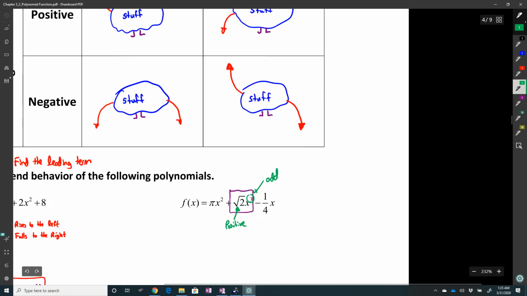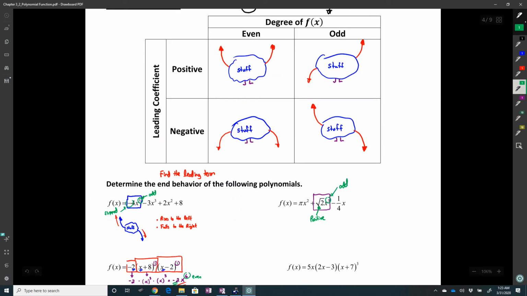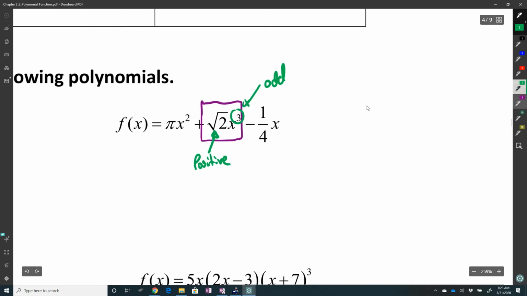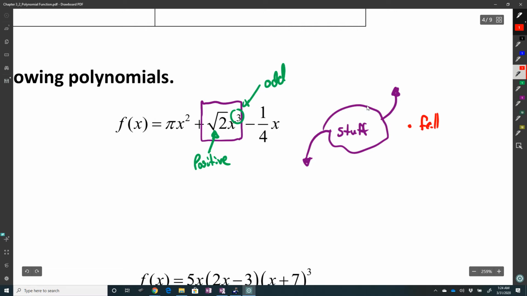So if I look at my table, odd and positive, I can tell the odd means it's going to look like a cubic. Positive means it's going to be a positive cubic. So my graph is going to look like this. And we would say that it falls to the left and it rises to the right.